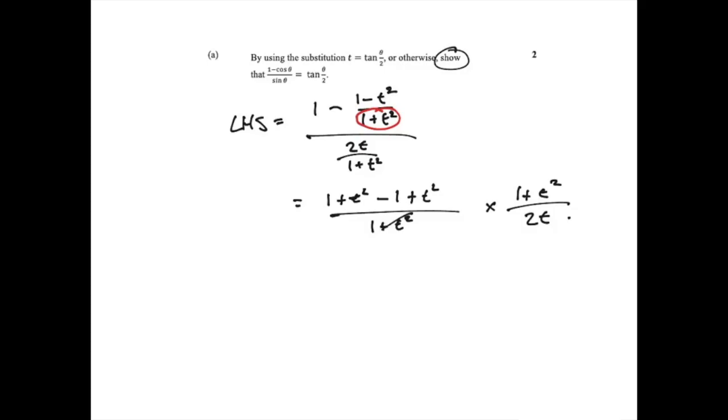Okay, now I can cancel those, they're both on the top. On the left fraction I'll have 1 minus 1, they cancel, and I'll have 2t squared. So I've basically got 2t squared over 2t. The 2's cancel, the t's cancel, which is t, which is the right-hand side.